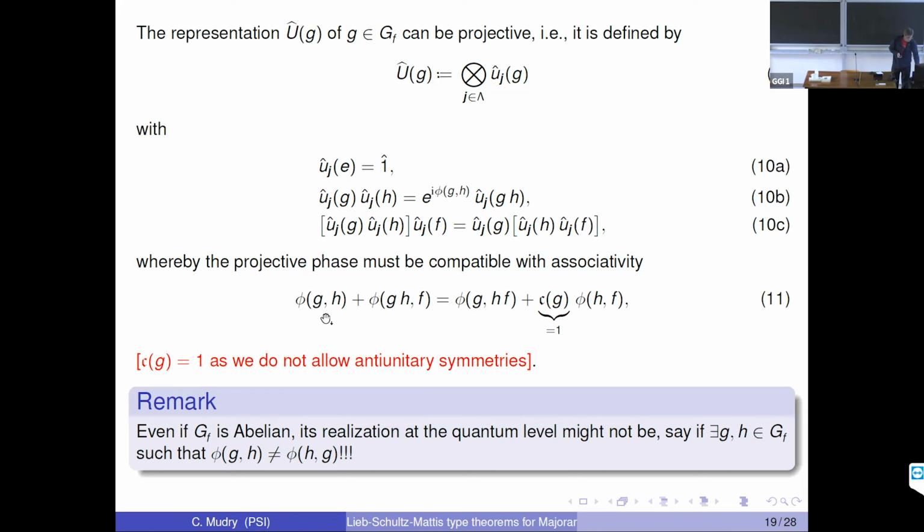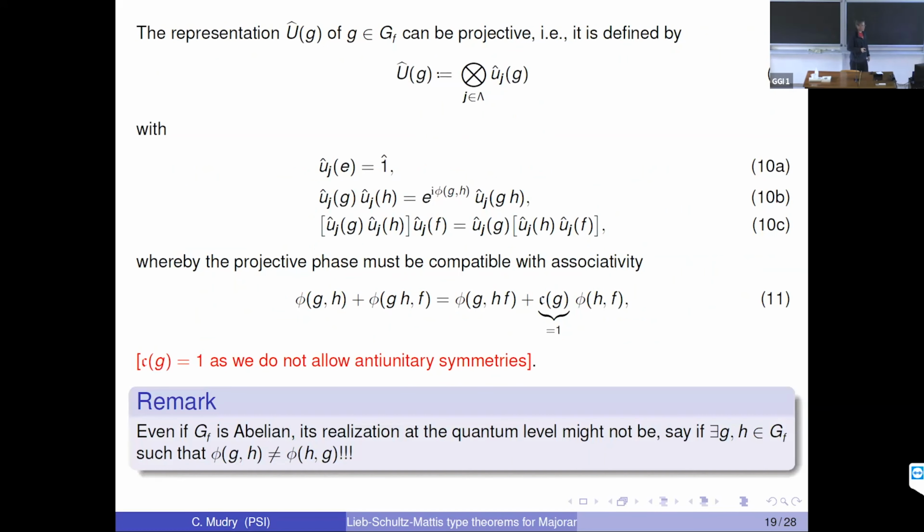My function phi, which is a function of two variables on the group GF, has to obey this rule here. By our assumption that we only deal with unitary representations, CG is always equal to 1. But if I work with anti-unitary representations, CG can be -1. That's a possibility, so in 1D, when we do the proof, we don't set CG equal to 1. You see that even though GF is abelian, its realization at the quantum level might not be, if the function phi is not symmetric in its two arguments.